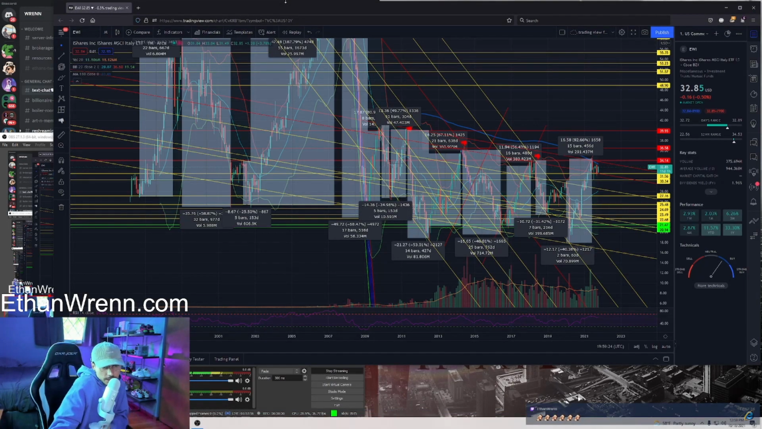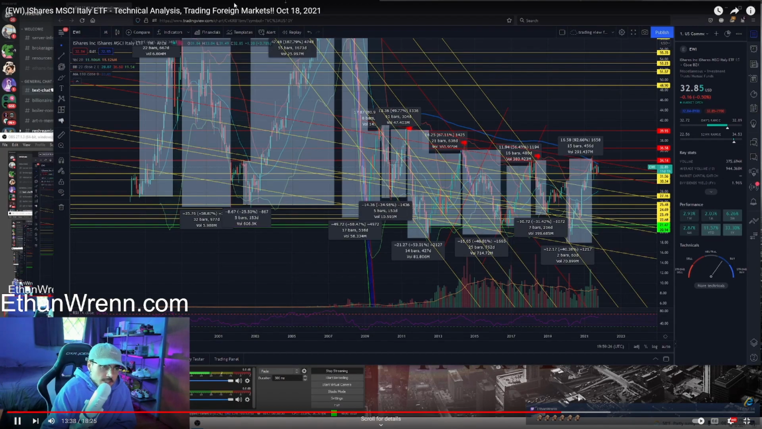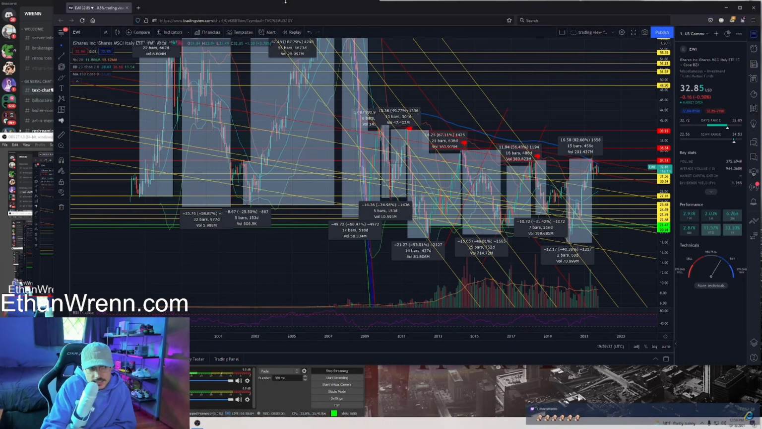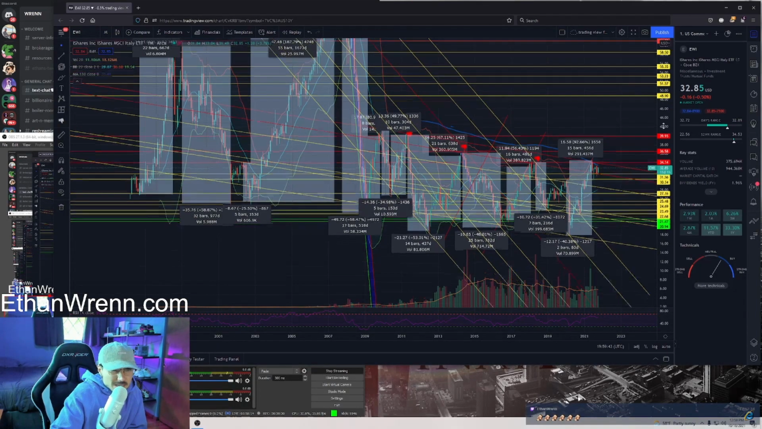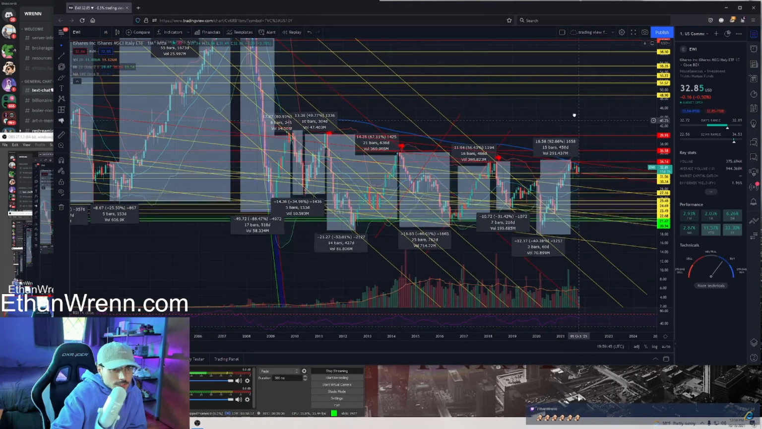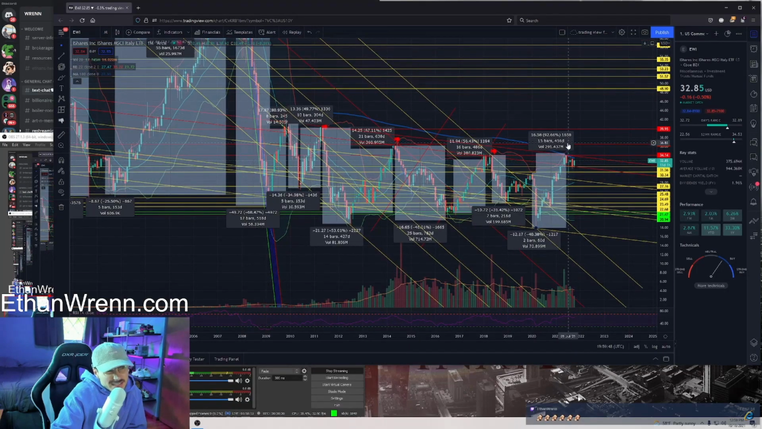Okay, so right here we are looking at EWI. This is the iShares MSCI Italy ETF. It represents a lot of Italian assets. As you can see, just like everything else in the world, it has its peaks and its valleys, its rises and its falls. Pretty solid price channel here, descending price channel.